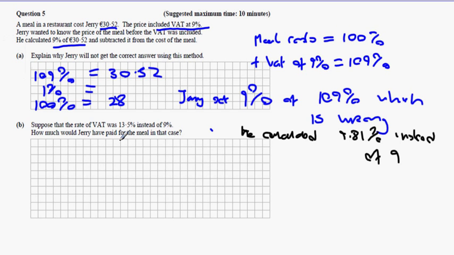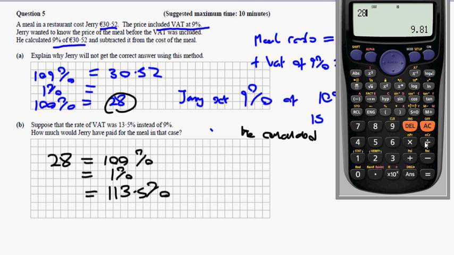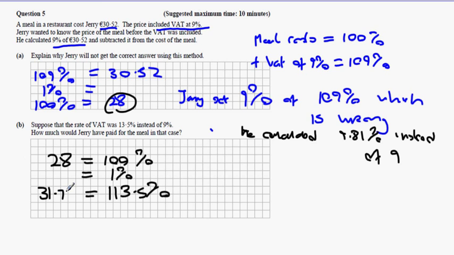So, suppose that the rate of VAT was 13.5% instead of 9%. How much would Jerry have paid for the meal in that case? Well, the meal cost 28 euro, which is 100%. If we add on 13.5, we want to find out what 113.5% is. So I'm going to divide by 100 to find what 1% is. So 28 divided by 100. Then I'm going to multiply that by 113.5 to find out what 113.5% is. And I'd say €31.78. Okay.